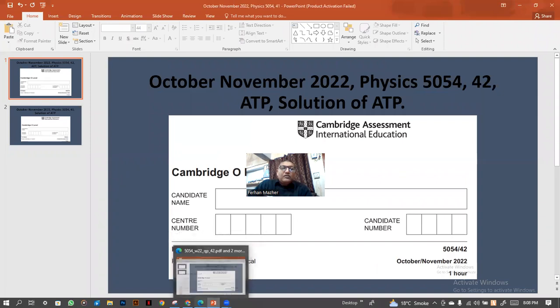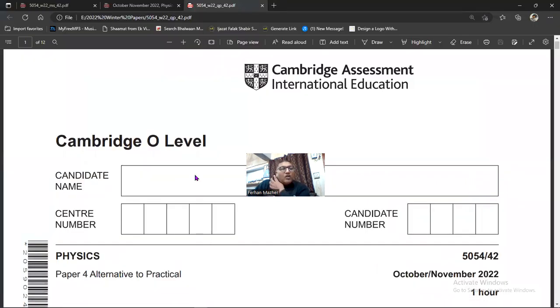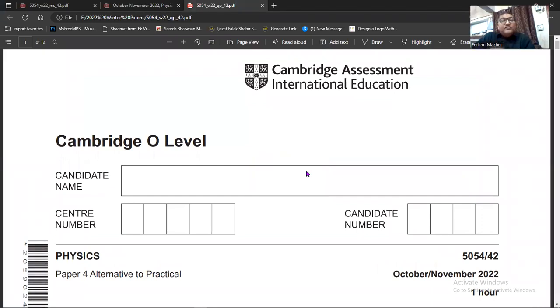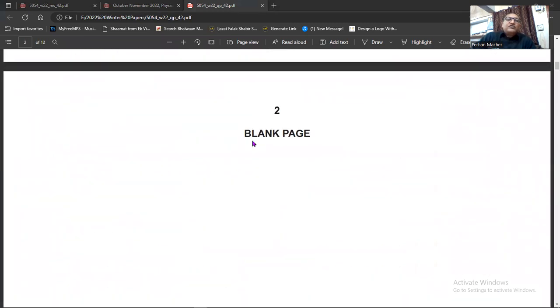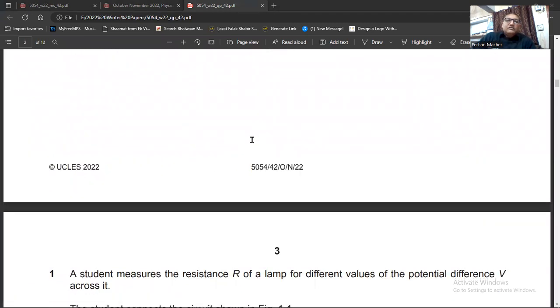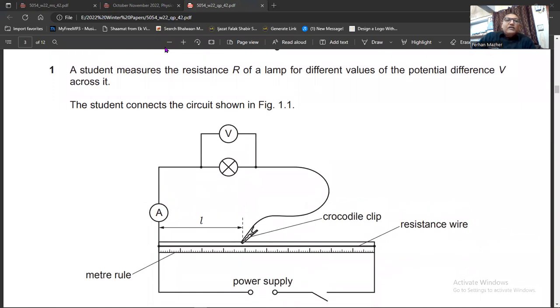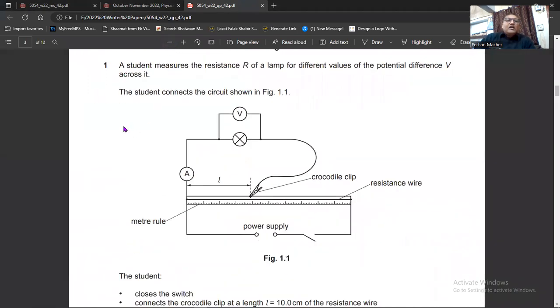So here we go. October, November 2022 and 4-2 paper. The first question is coming up on your screen. It says that a student measures the resistance R of a lamp for different values of the potential difference V across it. The student connects the circuit shown in figure 1.1.